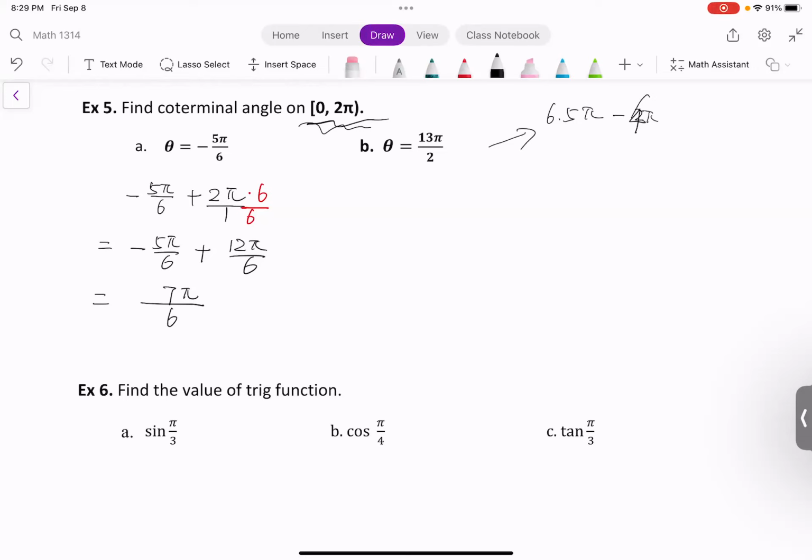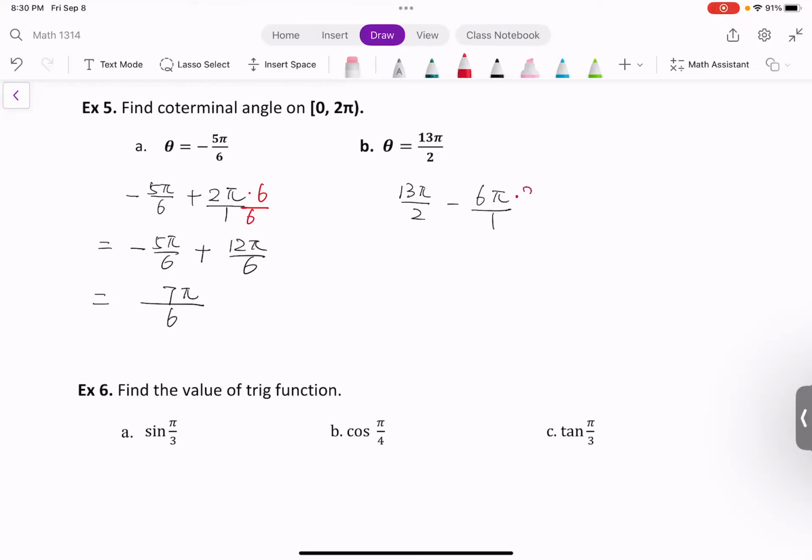So how about 3 revolutions? That's 6 pi. Yes. So let's subtract 6 pi. Use this angle, 13 pi over 2 minus 6 pi. 6 pi equals 6 pi over 1.